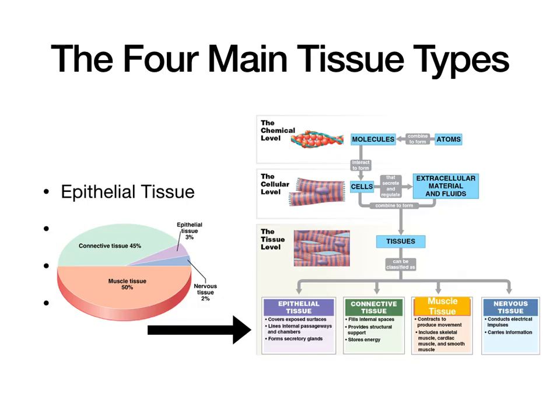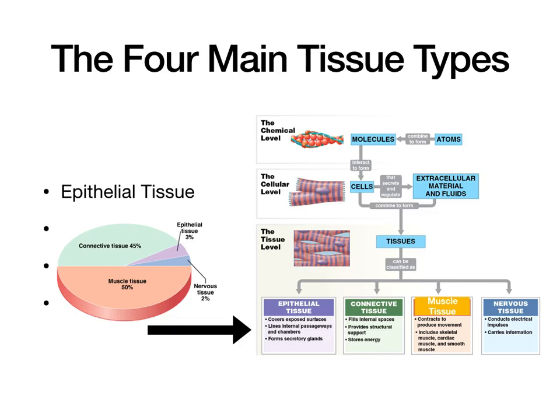So the 4 main tissue types, we're going to start with the epithelial tissue, which is comprised of roughly 3% of our body. Our nervous tissue is approximately 2% of our body. Our connective tissue makes up roughly 45% of our body, and our muscle tissue is 50% of our body. So once again, I had talked about how our chemical level combines together. Those molecules and atoms combine to make those cells, which creates that cellular level. And then those like cells combine together to create that tissue level and divide it into the 4 different types.